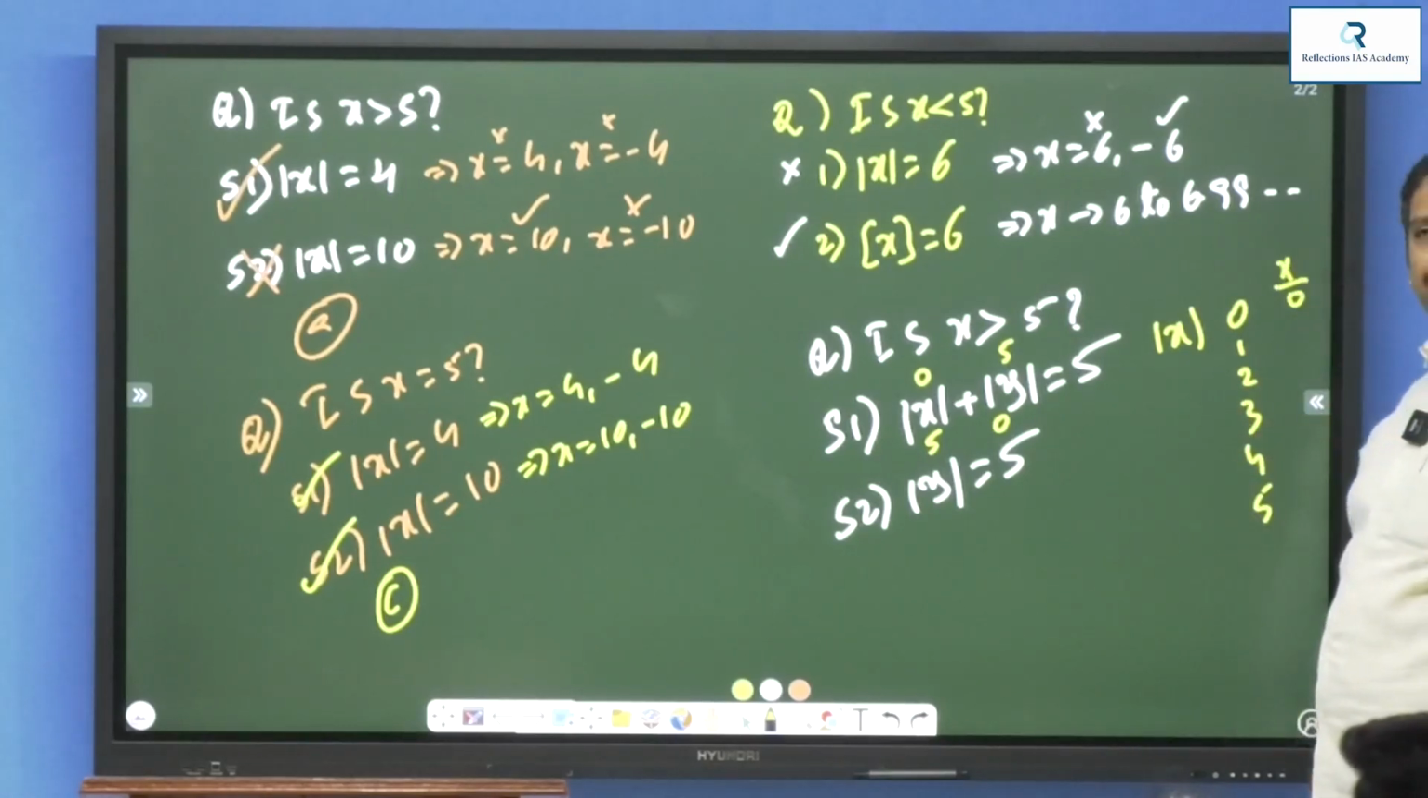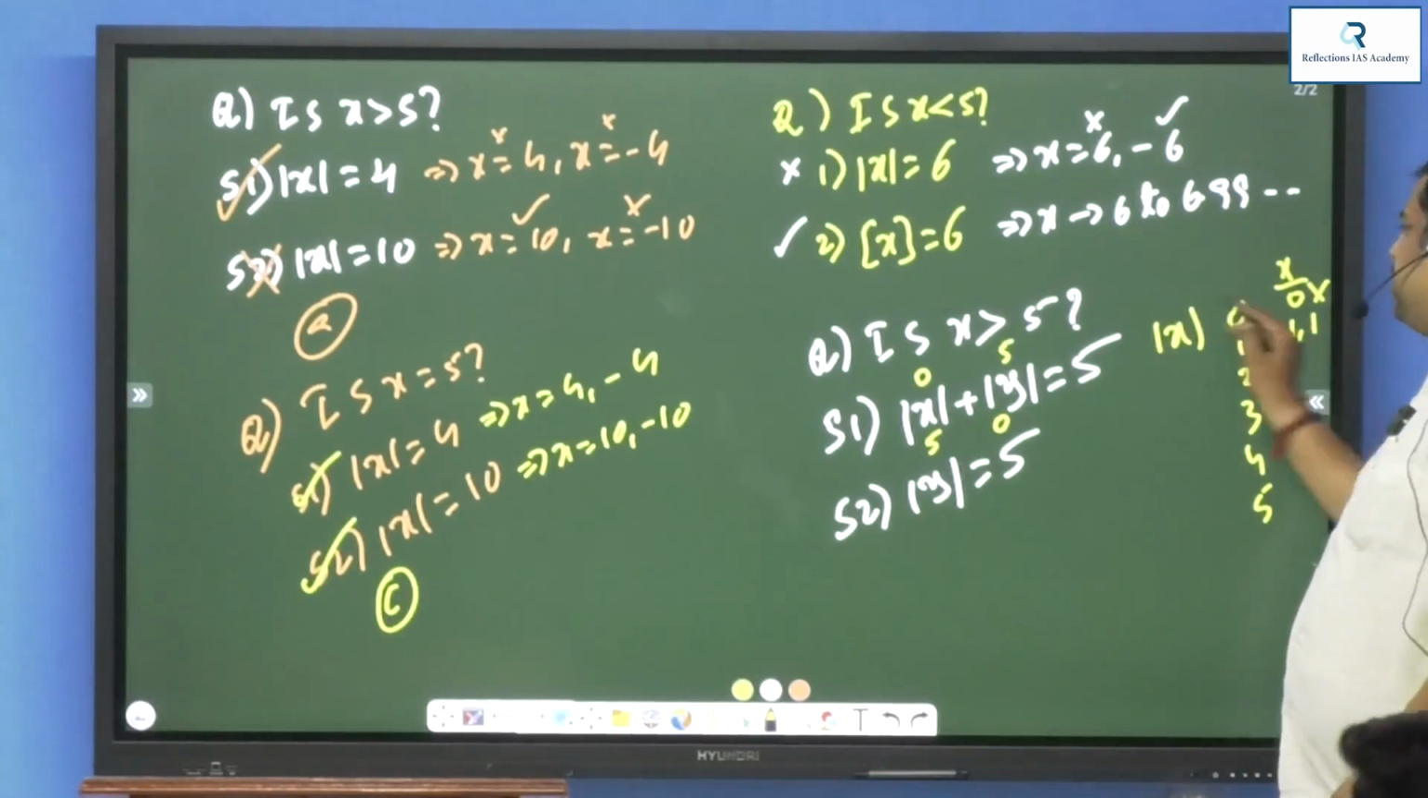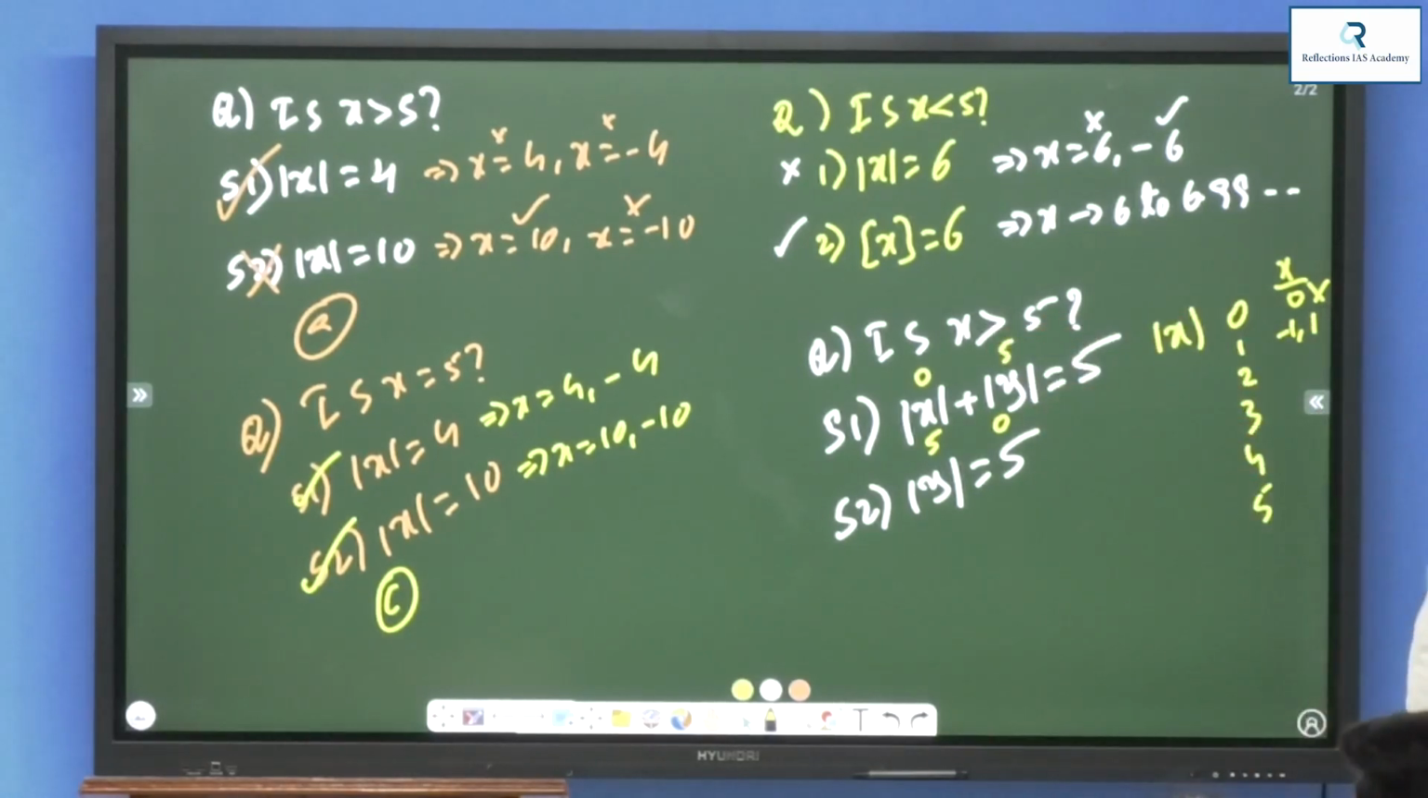0 only, right? 0 greater than 5, right or wrong? Say it loudly. Wrong. If mod x is equal to 1, x will be how much? Minus 1 to 1, right? Minus 1 or 1? Minus 1 is greater than this or less than this? I am asking you. 1 is greater than 5, right or wrong? Wrong. Okay. 2 means either minus 2 or plus 2.